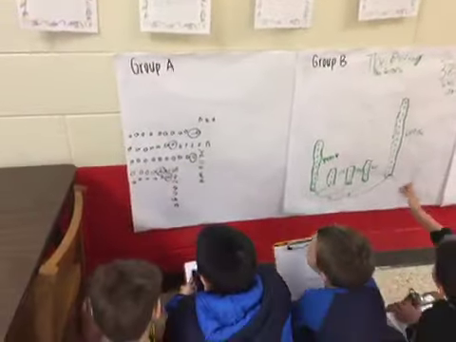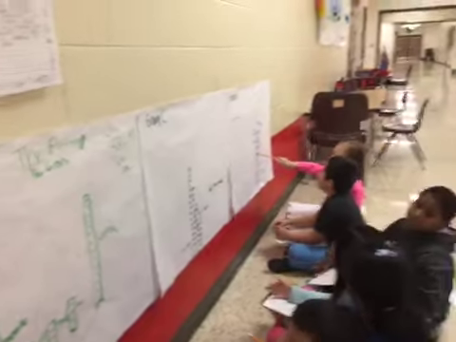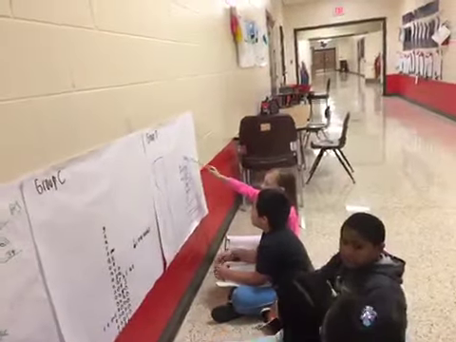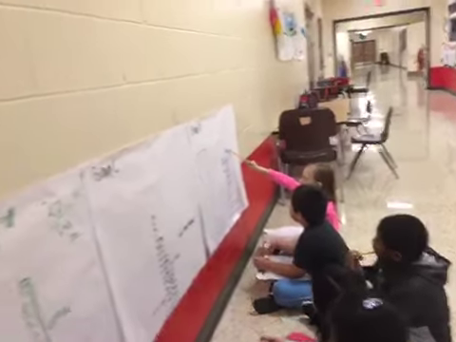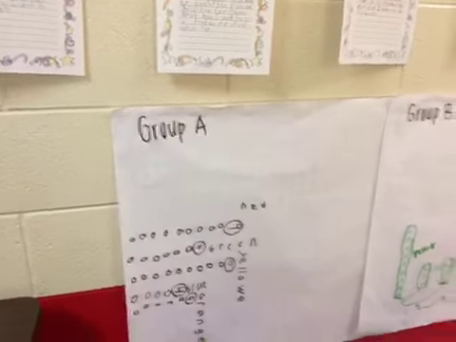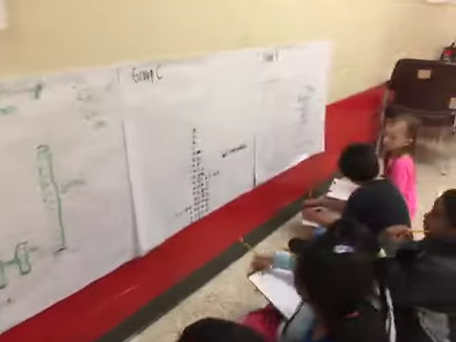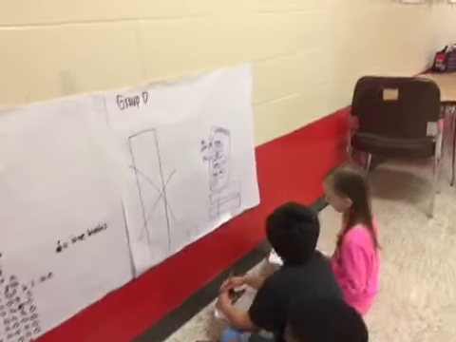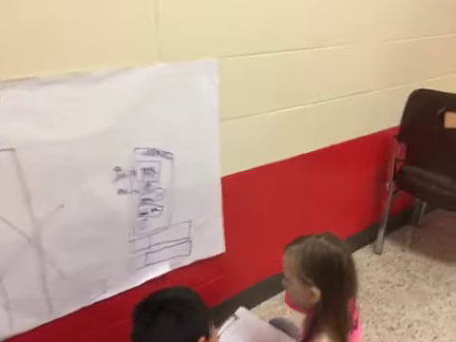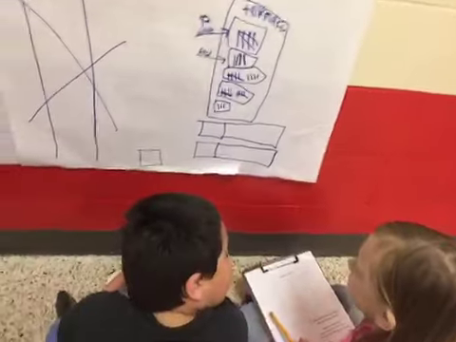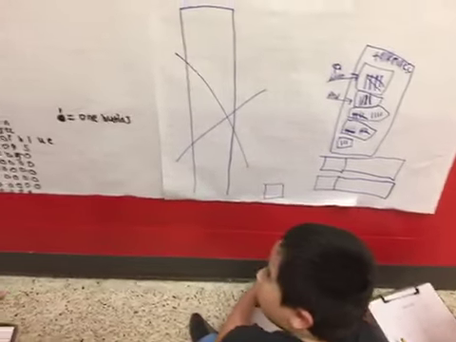Talk with your partner. How did you organize your data? What did you do? What did you put it in? You put it in a bar graph, right? What is this called? Your tally chart. You put the tally chart in that bar graph. No, you're not writing anything. We're just talking.